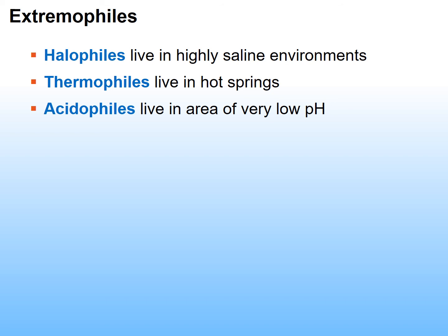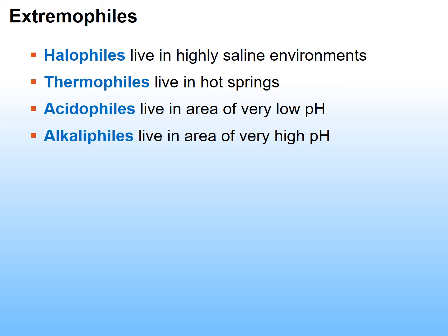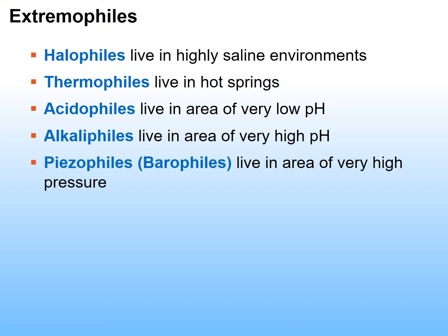There's acidophiles. They live in areas that have a very low pH, which is acidic, of course. And then we have the alkalophiles. Those are going to live in an area with a high pH, so it's more alkaline or basic. Again, these are extreme conditions, right? So most organisms cannot survive in these.